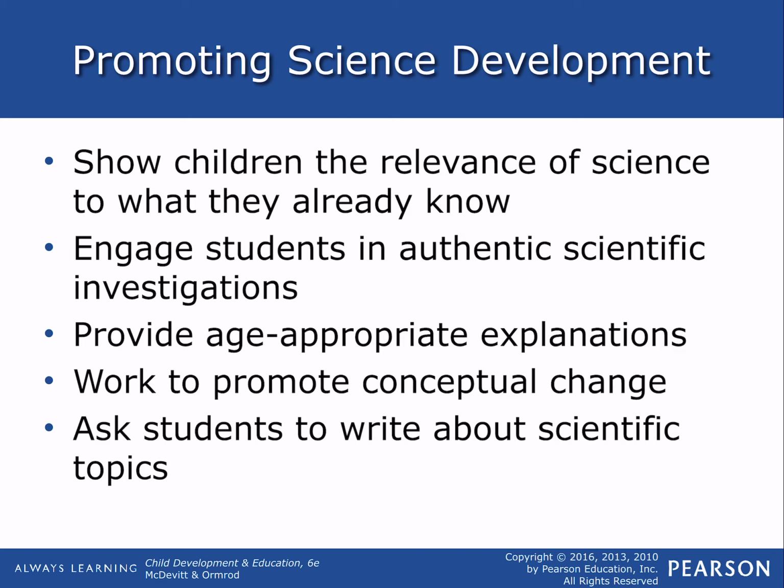Okay. So, show children the relevance of science to what they already know. Teach them that they are already curious people who have a brain that works for scientific exploration. Authentic scientific investigations, things that are close to them. Provide age-appropriate explanations, meaning don't over-explain a topic to the point where they get confused because they'll lose interest.